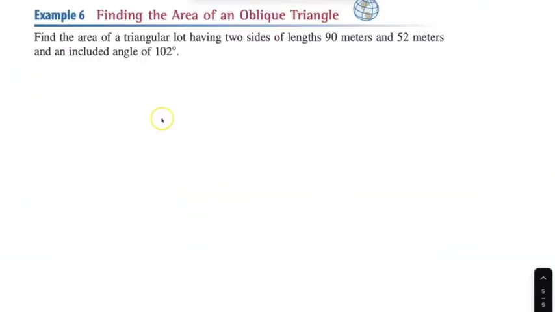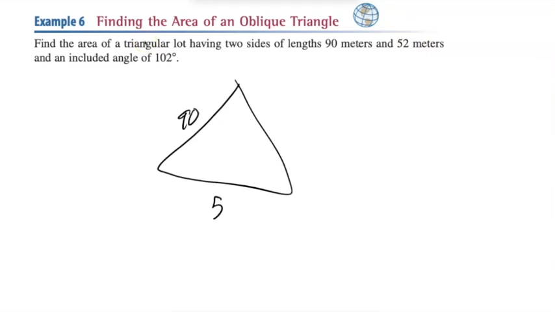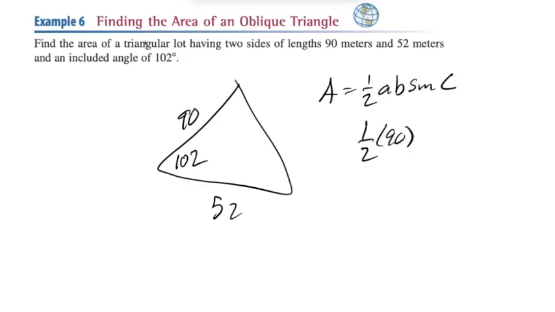Let's do an example here. Our last one. Find the area of a triangle having sides of length 90 and 52 and included angle 102. This really is information. One side's 90, one side's 52, and the angle between is 102. So if I want the area, this is the formula: 1/2 AB sine C. Remember, all it means is the two sides, which is 90 and 52, and then sine of the angle between. Do that, you get your area, 2288.9, and that's the lesson.